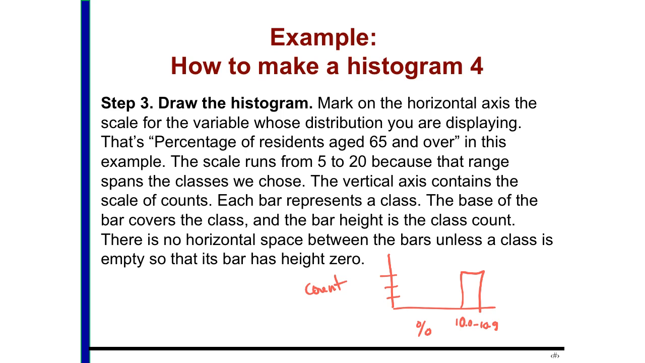Each bar, which I'll show you in the next slide, is going to represent a class. The base of the bar covers the class, and the bar height is the count. So all your bars are going to touch each other. They're right next to each other. There's no space between them. Bar graphs had space between them. Histograms do not. They're right on top of each other. There's no horizontal space between them, so the bars touch each other, unless a class is empty. If it's empty, there's no count there, so then you can leave a space.